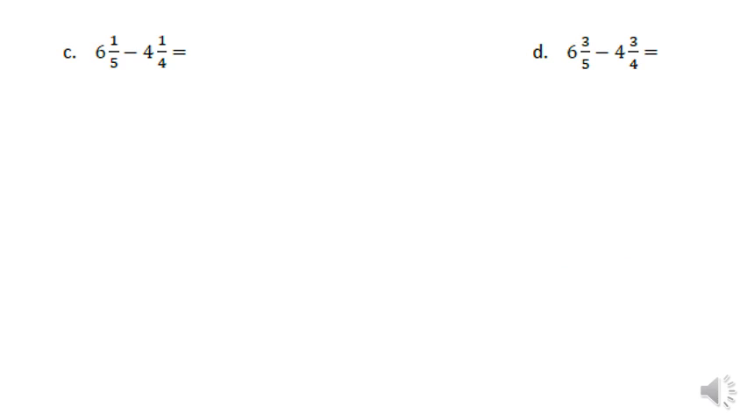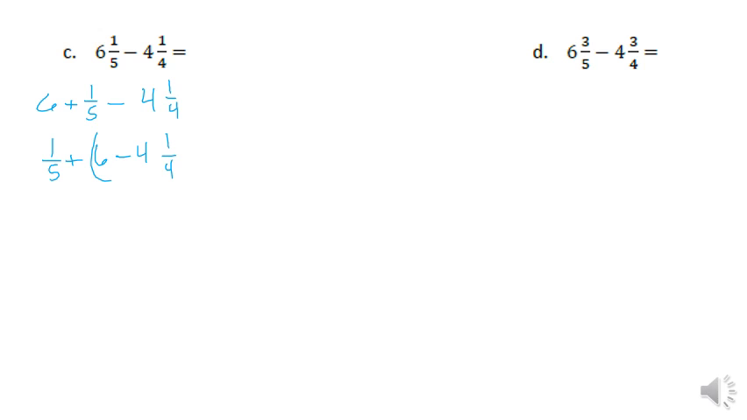Okay, let's practice that same strategy again. 8 plus 3 is 11. So we keep the same common denominator and we have 11/12, plus 1/4. And I'm going to go ahead and rewrite this now as 1/5 plus 6 minus 4 1/4.